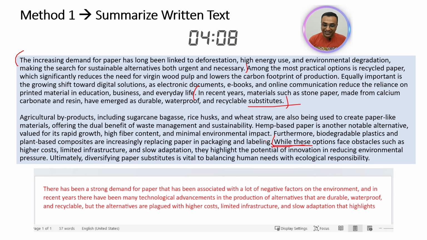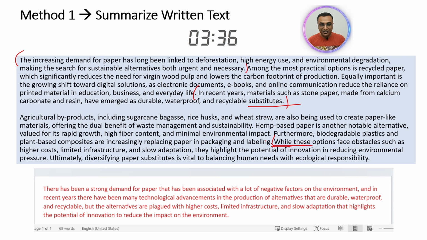Okay, and slow adaptation that highlights the potential of, that highlights. Grammatically, it has to be correct. Okay, that highlights the potential of innovation to reduce the impact on the environment.